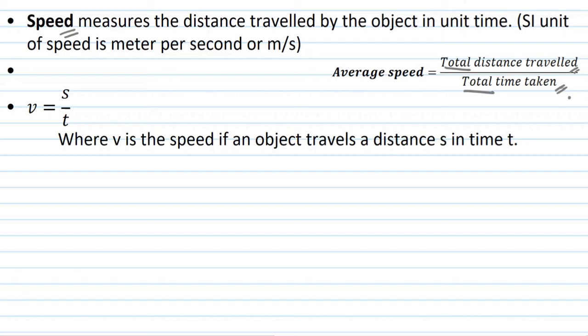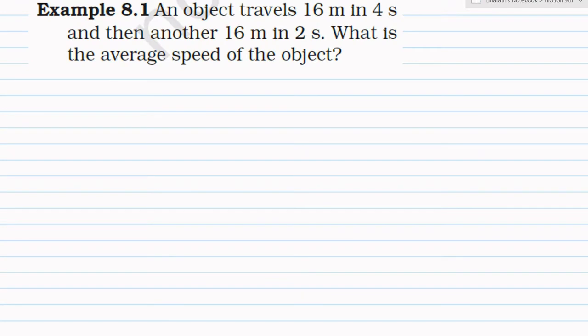So the simple formula is V equals S by T, where S is the distance, T is the time, and V is speed. Now, using the above formula, we can solve example 8.1. So the object travels 16 meters in 4 seconds and then another 16 meters in 2 seconds. You need not consider how many seconds and all, just take the total distance traveled. So total distance traveled is 16 meters plus another 16 meters.